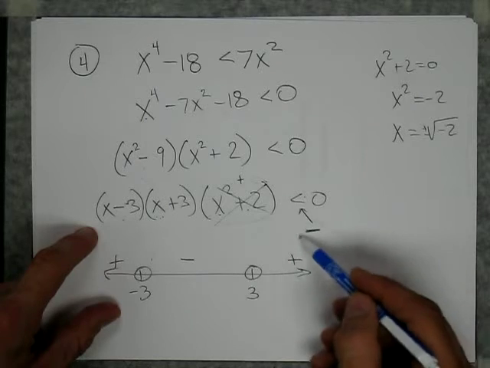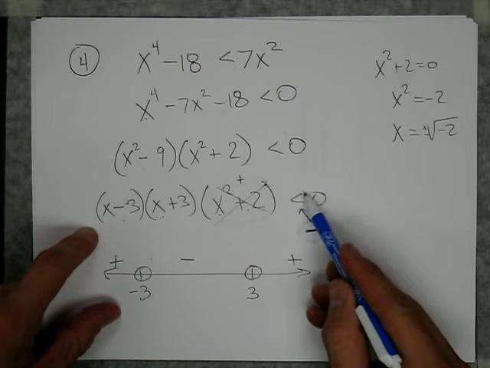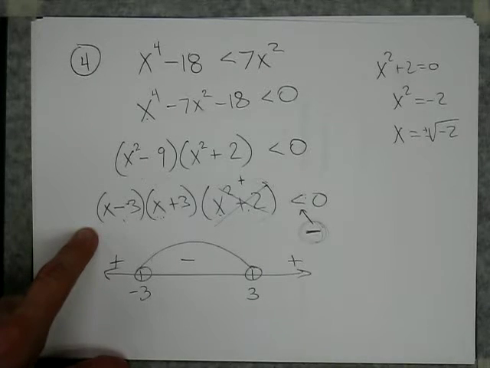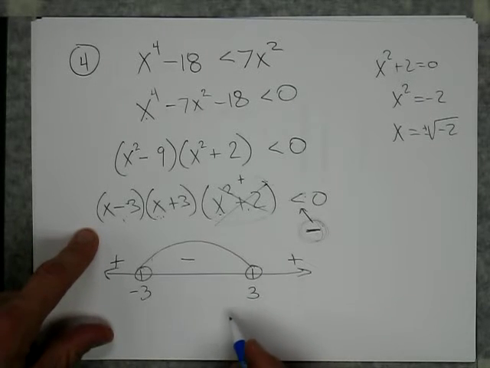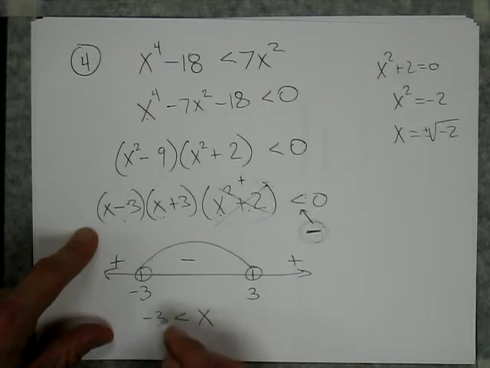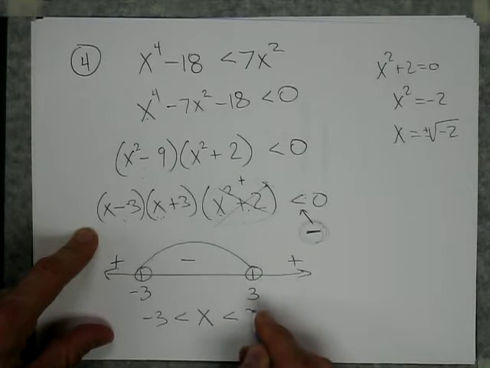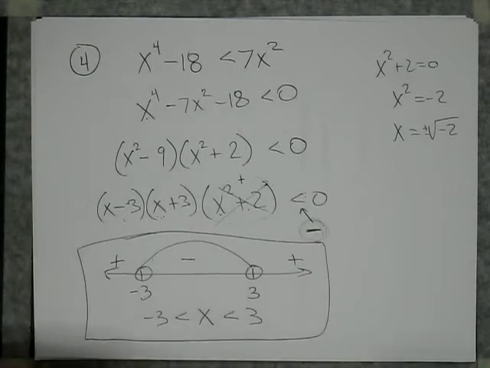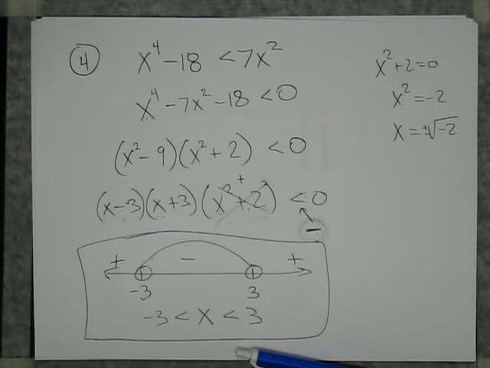And we are only looking for which values. We only want negative because it's less than 0. Therefore, it's a rainbow. Now, when we go to do a rainbow, this is an and, so it's actually x is greater than negative 3 and less than 3. There's your answer. Okay, you know what time it is.